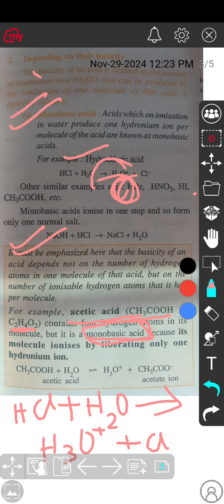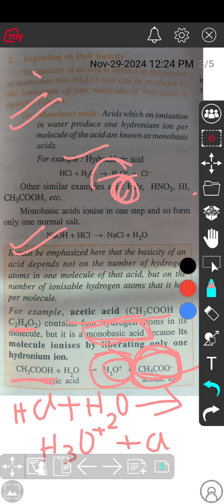You might first think it is a tribasic or tetrabasic acid, but mainly it is a monobasic acid, because its molecule ionizes by liberating only one hydronium ion, and the rest is left here.